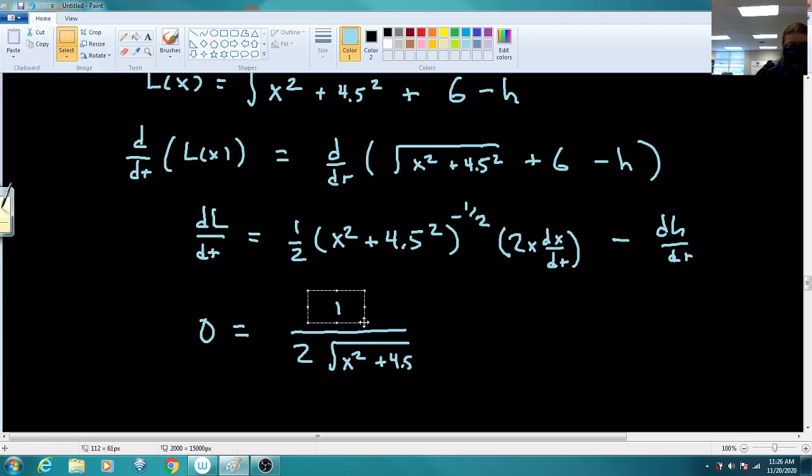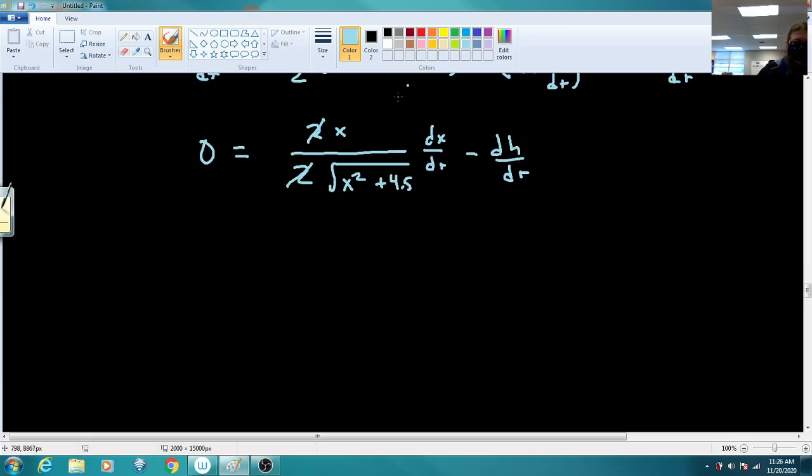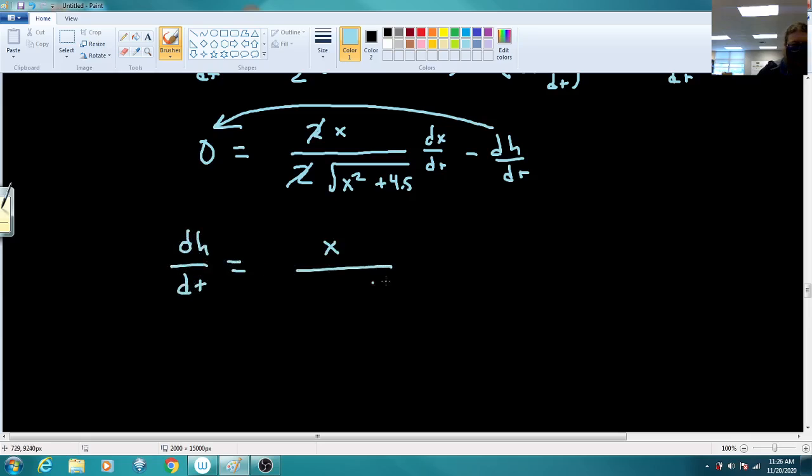So down here, what that means is the 2x dx dt is up top, or we could say 2x there, dx dt off to the side, minus dh dt. And then we'll note the 2 here and the 2 there can cancel. The dh dt, what we're trying to solve for, the rate that the hay bale moves up, we're going to slide across the equal sign. So we get dh dt equals x over the square root of x squared plus 4.5 squared, times dx dt.